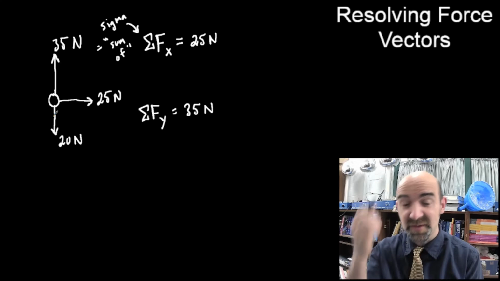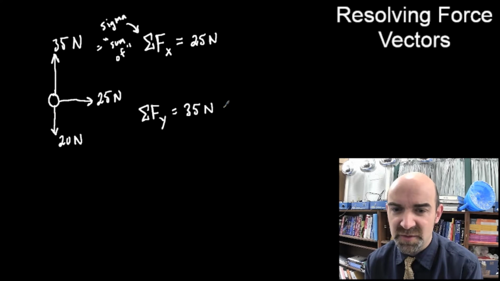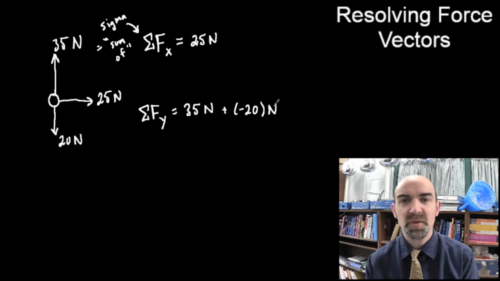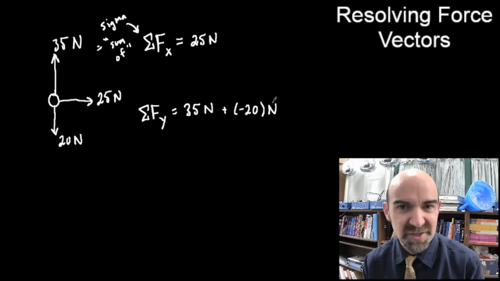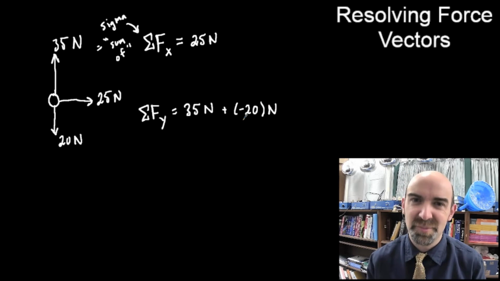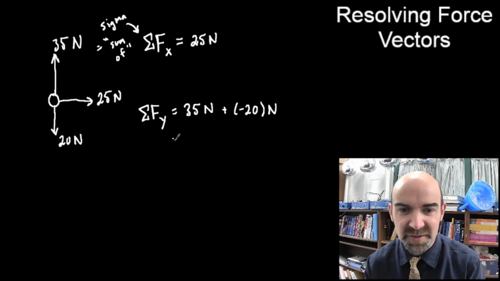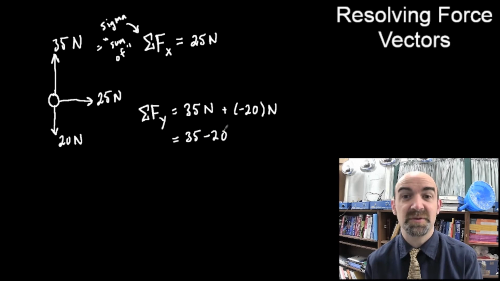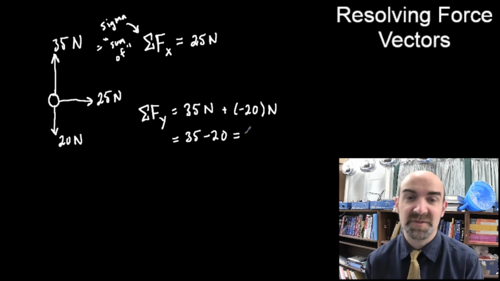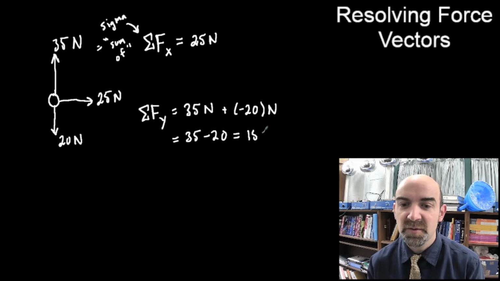One is up and one is down. So you can think of our sum here as adding a negative 20 newtons to it. Now as you get used to doing this, you don't write plus a negative. You could just write 35 minus 20, showing that one force is in the opposite direction of the other. And the result of that sum is 15 newtons.